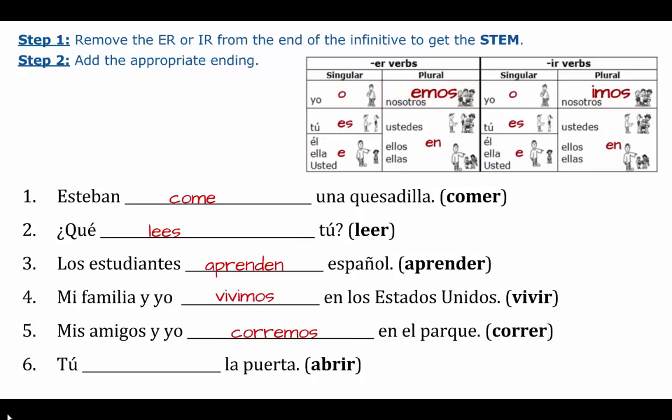And last, number 6, tú, la puerta, the verb is abrir. I want to say you open the door. So abrir, we take off our IR, we're left with abr, that is our stem. And now we need to add the tú ending, which is es. Tú abres la puerta.